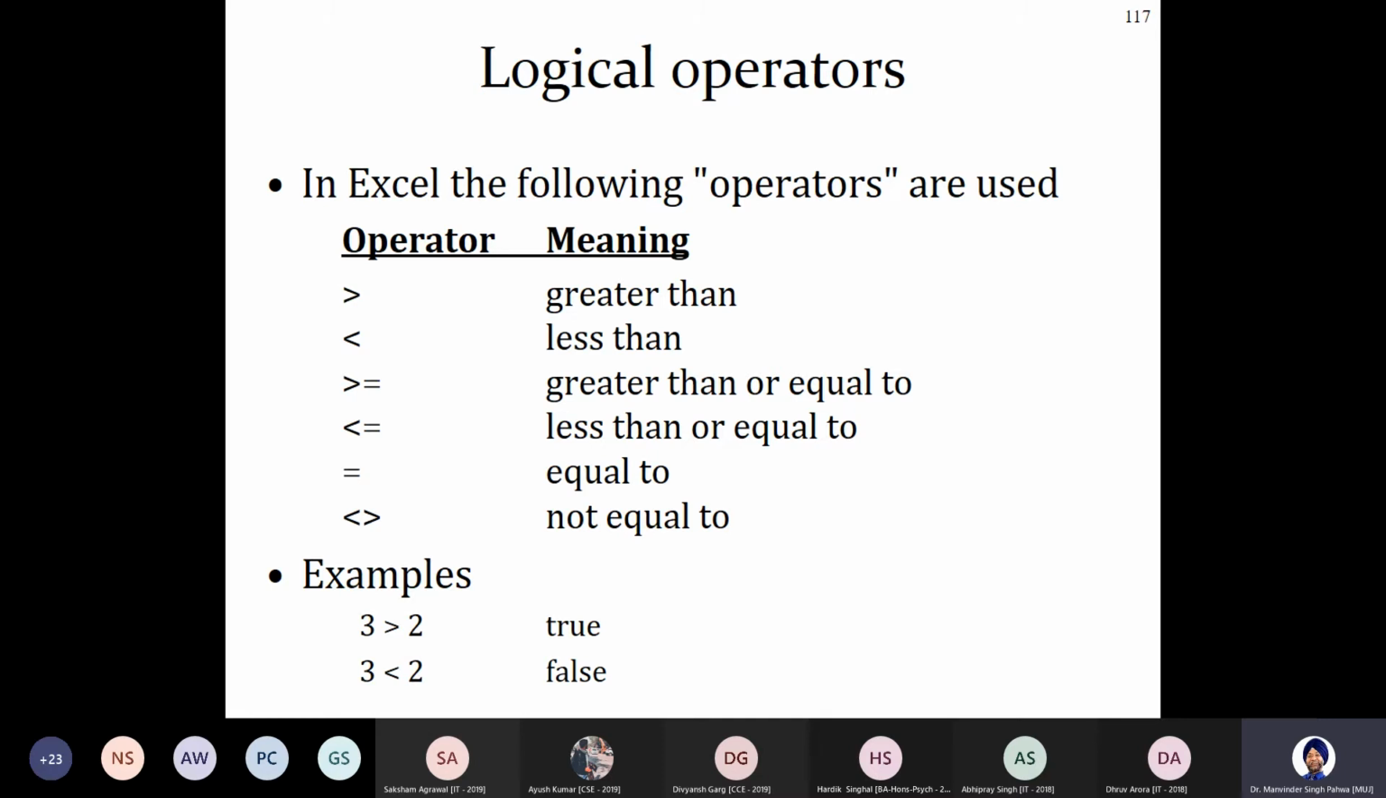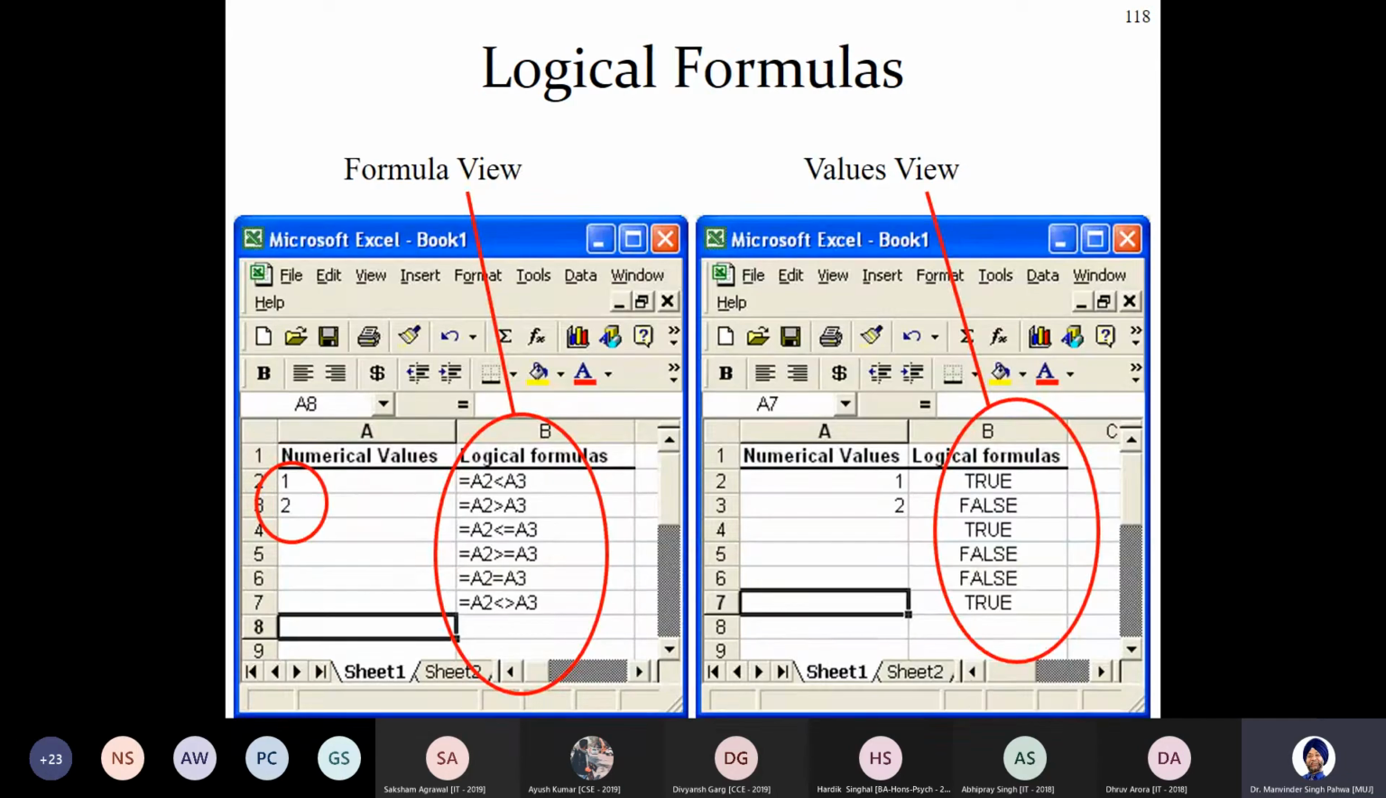So we can just use it such that 3 is greater than 2. So this is something which is called true because 3 is actually greater than 2. But the converse is false, so it will be false. So true and false are also operators. Now, logical formulas will give us the answers of true and false.